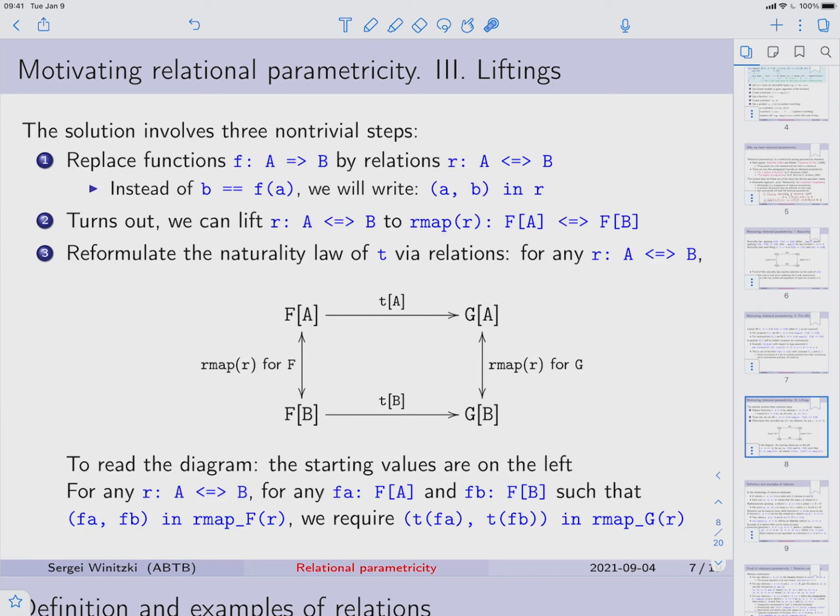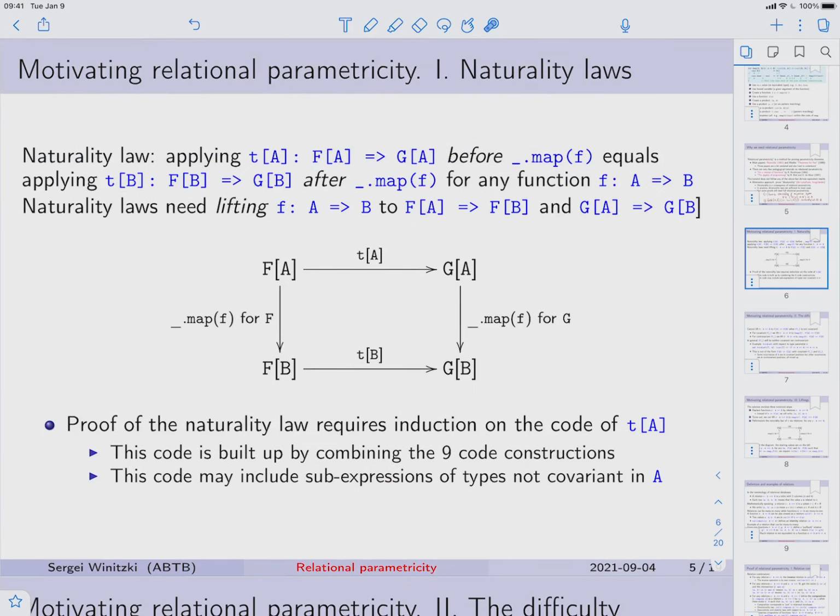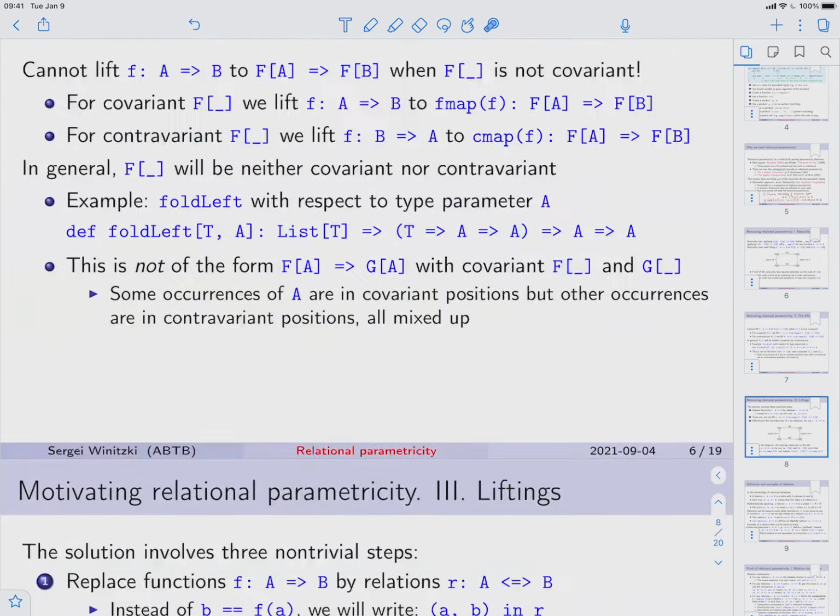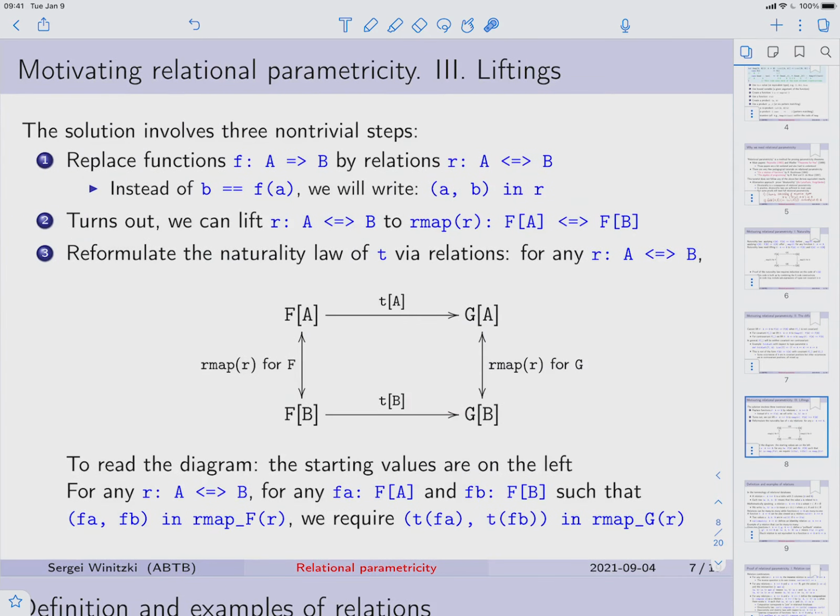Finally, we need to reformulate the naturality law in terms of relations. And instead of the naturality law that we had here, where for an arbitrary function f we have this diagram, we will have a naturality law like this, where for an arbitrary relation R, we will have a similar diagram, where the f of a is related to f of b by the lifted relation. G of a is related to g of b by the lifted relation. And f of a is mapped to g of a, f of b to g of b, using this function.